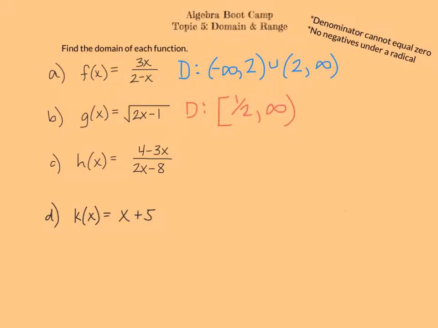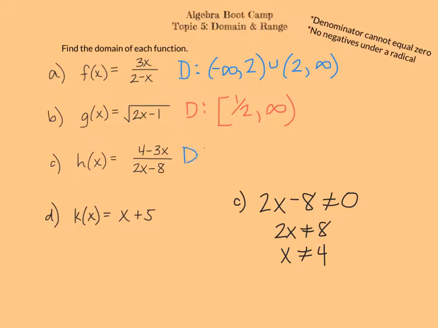But if you don't see that, what you can do is take that denominator and say, hey, this cannot be 0. And then we'll just solve. So we'll add 8 to both sides, and then we'll divide both sides by 2. So we clearly see that x cannot be 4. That means we need to exclude 4 from our domain, so we can be every single number except for 4.